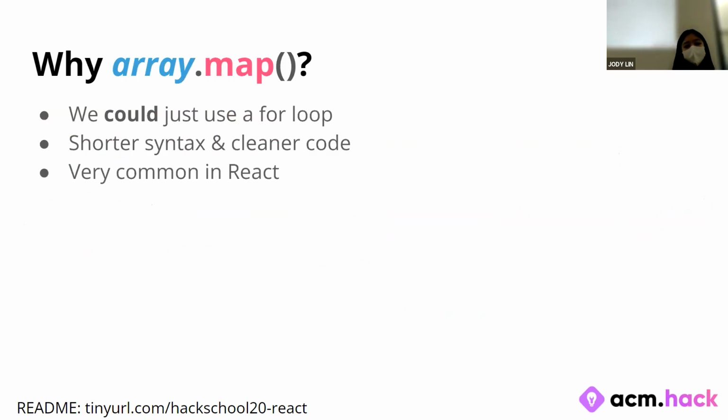So why do we use array.map? We could just use a for loop, but as we saw, we have shorter syntax and cleaner code with the map function. And this is something you're very, very commonly seeing in React. I went a little fast with that, but that's just for the sake of time, to get to the other part of our workshop. But just know that this exists. If it's confusing, like I said, you can technically live without it. You'll just see it a lot in React code.